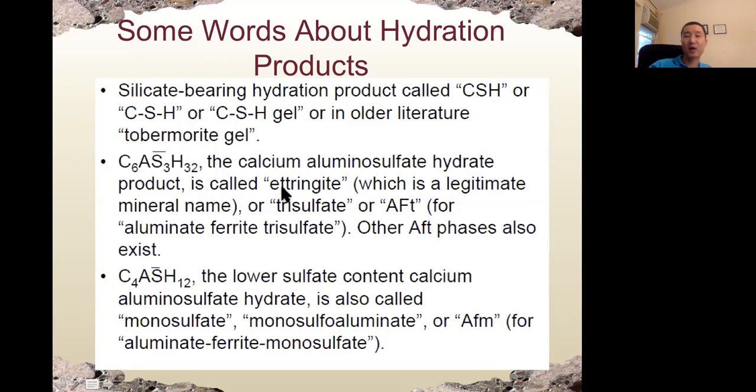Ettringite can also be called AFt or trisulfate, 3 parts of sulfate. And monosulfate aluminate can also be called monosulfate or AFm. The most commonly used name is AFm because it is short. AFt for ettringite, and CSH for calcium silicate hydrate.